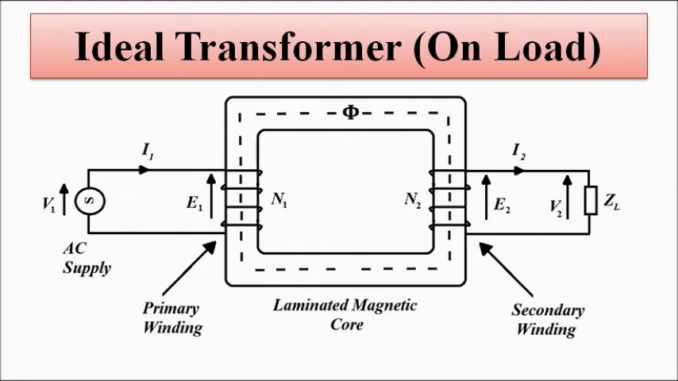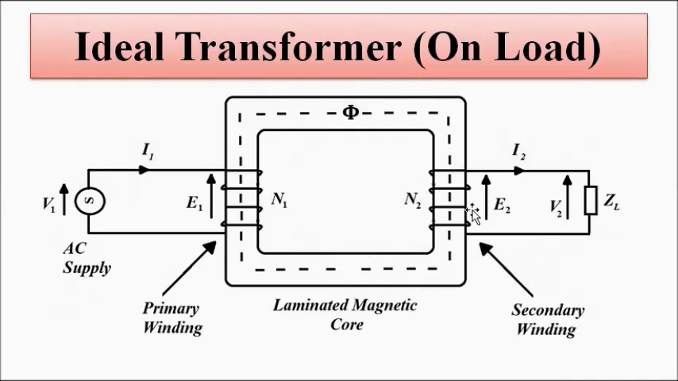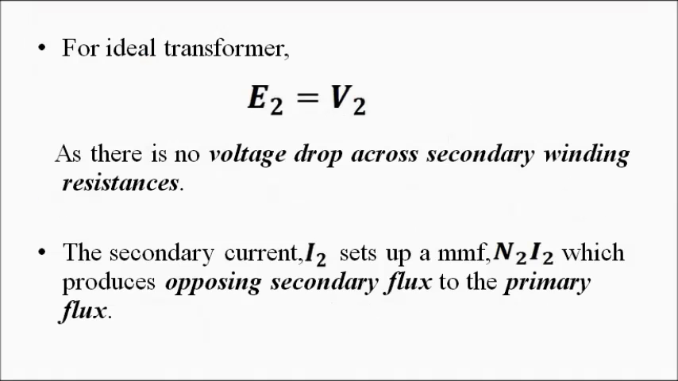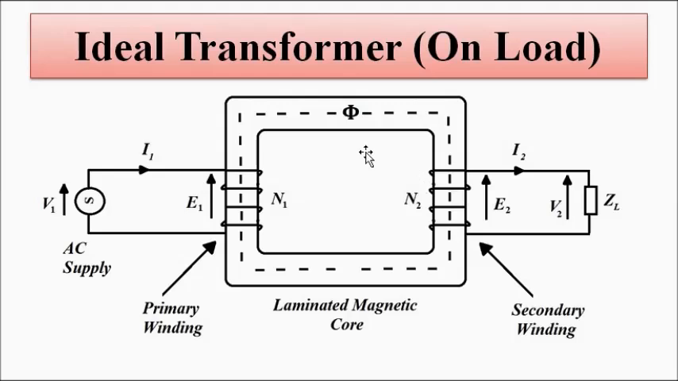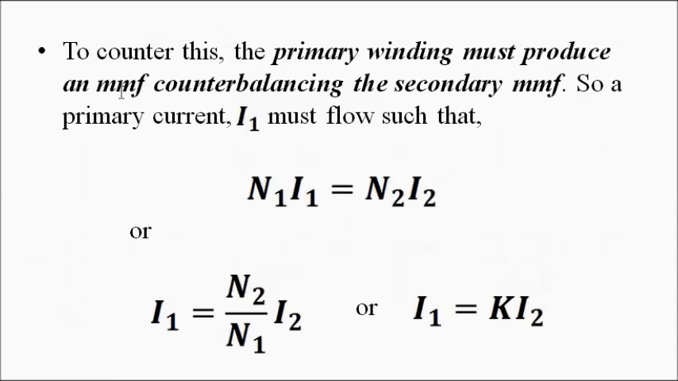So here, for the ideal transformer, the secondary induced EMF E2 is same as V2, that is the first point. There is no voltage drop across the secondary winding resistance because it is an ideal transformer. So no winding resistance, so no voltage drop. That's why E2 is equal to V2. The secondary current sets up this flux which is opposite in nature. To counter that, the primary winding produces a counterbalancing MMF.